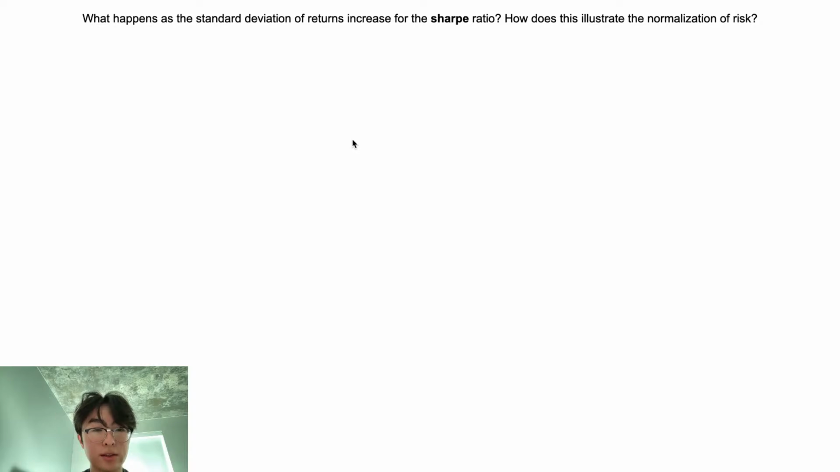What happens as the standard deviation of returns increases for the Sharpe ratio? How does this illustrate the normalization of risk? So when the standard deviation of returns increases, the Sharpe ratio would decrease because our denominator is higher. And so this illustrates the normalization of risk because we're scaling our actual excess return by the amount of risk we've taken on.